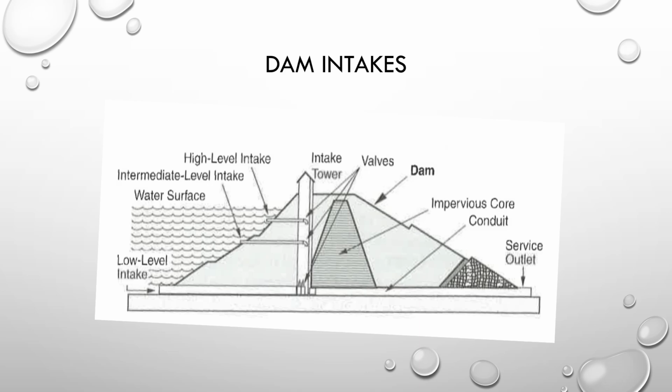Dam intakes. Right here you can see you've got multiple levels of intakes. The reason you would want that is because the water quality can vary at these different levels in the lake. Or as you draw down the water in the lake, you want to be able to have these other intakes to continuously draw water and send it on down into the system.